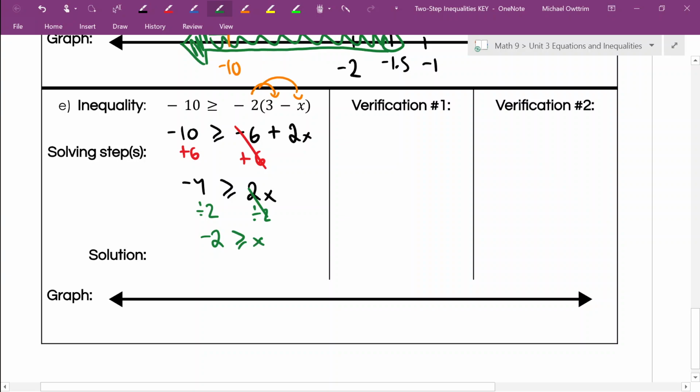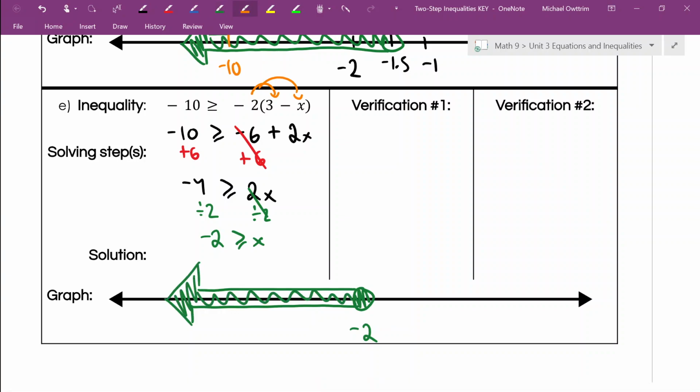So again, for your number line, mark your -2. We can have a solid dot there since we are allowed to be equal to that -2. And again, always read your inequality from your x side. So x is less than our -2. Our arrow is going to be going to the left. The numbers less than -2.